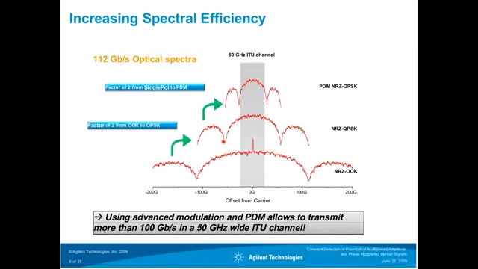If you look at this spectrum, the information is confined in the inner half of it. So the actual transmitted bandwidth you need is 28 gigahertz. That's why this fits into a 50 gigahertz ITU channel. So bottom line, using advanced modulation and PDM, you can transmit 100 gigabit per second in a 50 gigahertz ITU channel, and that's what is deployed in many of the networks you see right now.